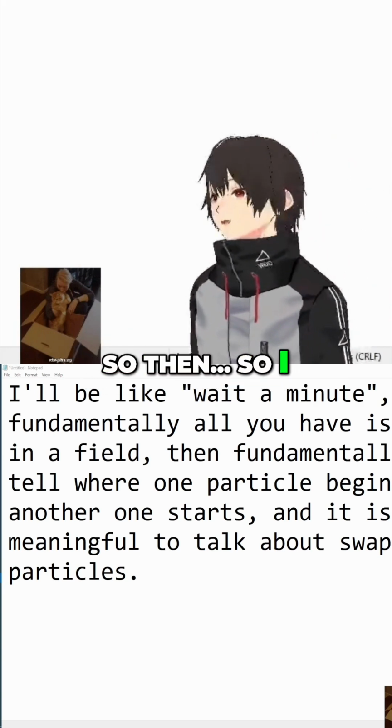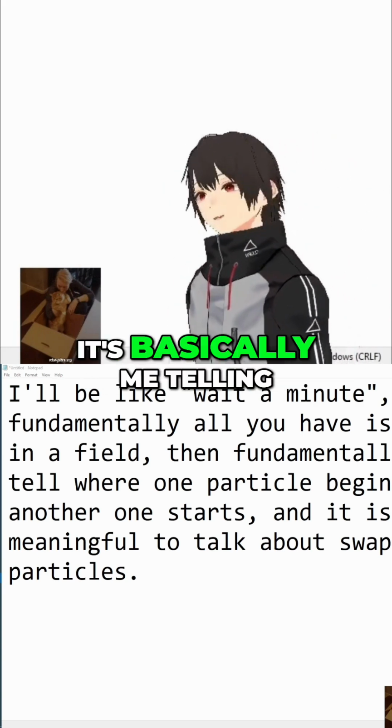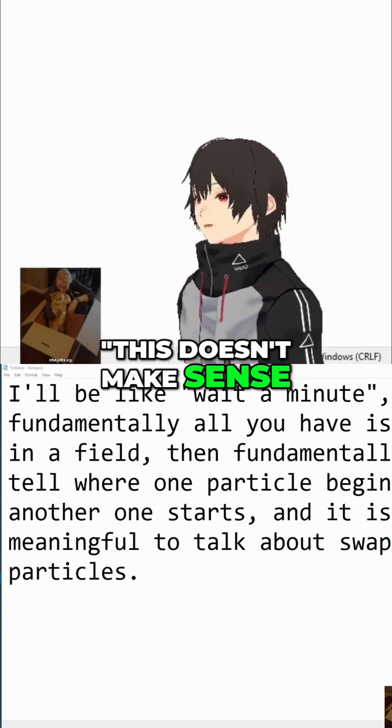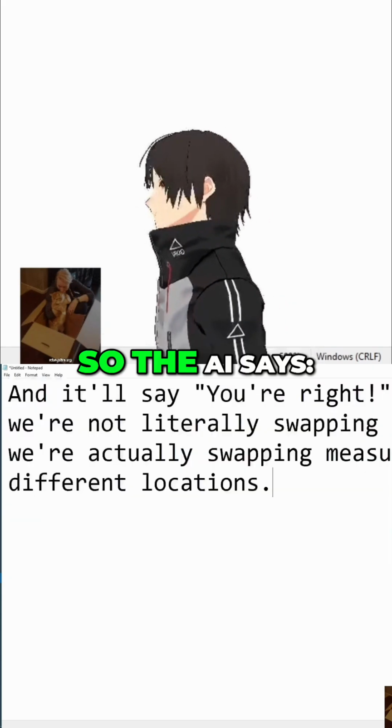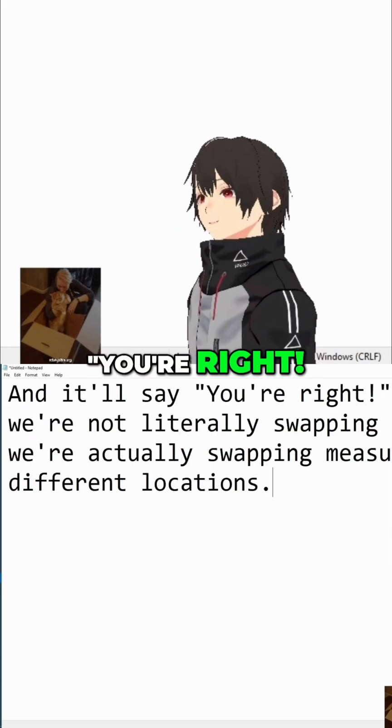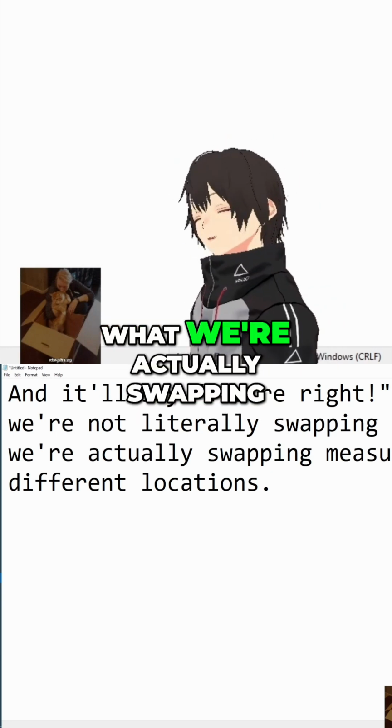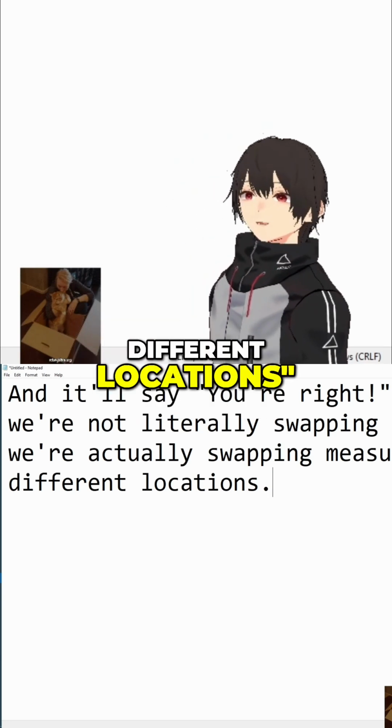So I have this, it's basically me telling the AI, I don't understand, right? This doesn't make sense to me. What am I missing? So the AI says, you're right. We're not literally swapping particles. What we're actually swapping is measurements at two different locations.